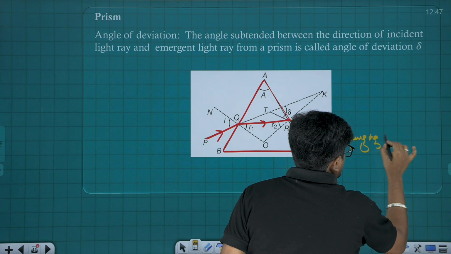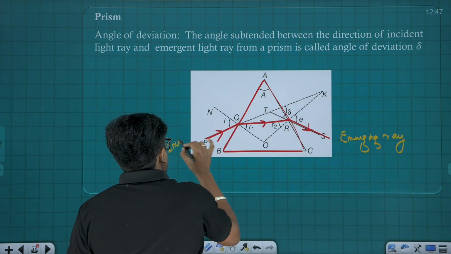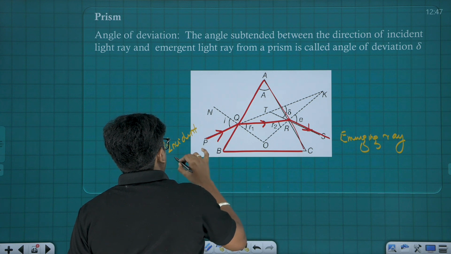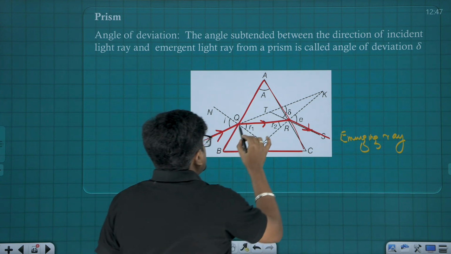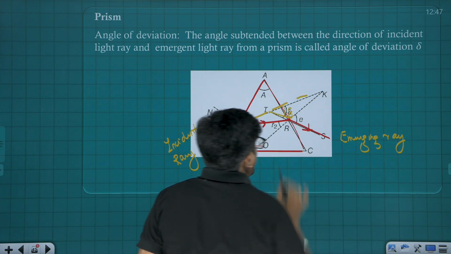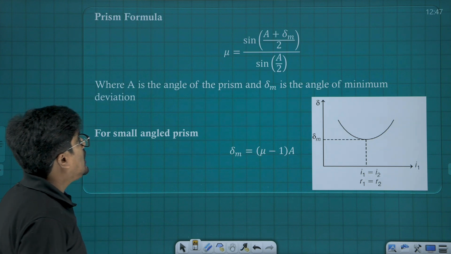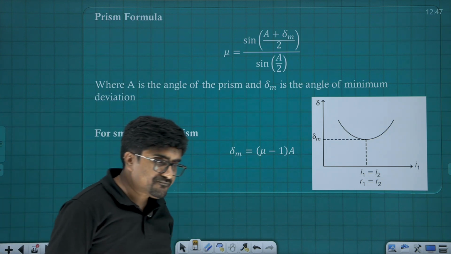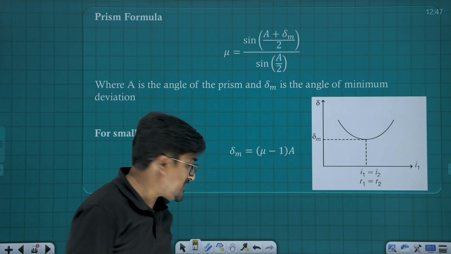Here this is the emerging ray and here this is the incident ray. So the angle between these two is known as the angle of deviation, and that is a matter of great importance. So how do we connect the angle of deviation as well as the refractive index of the prism?